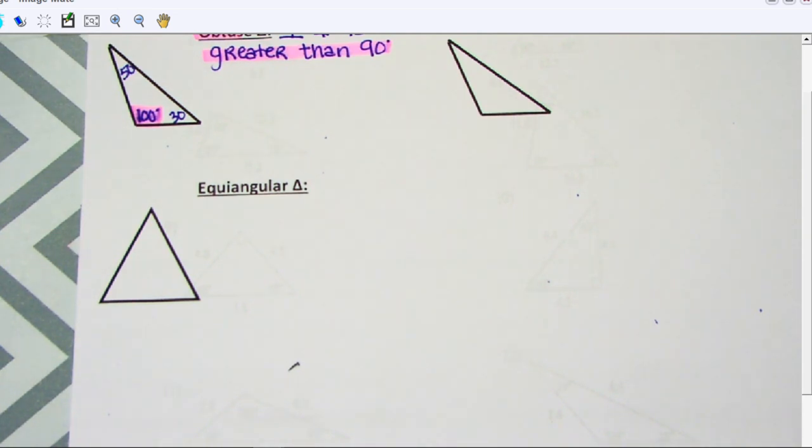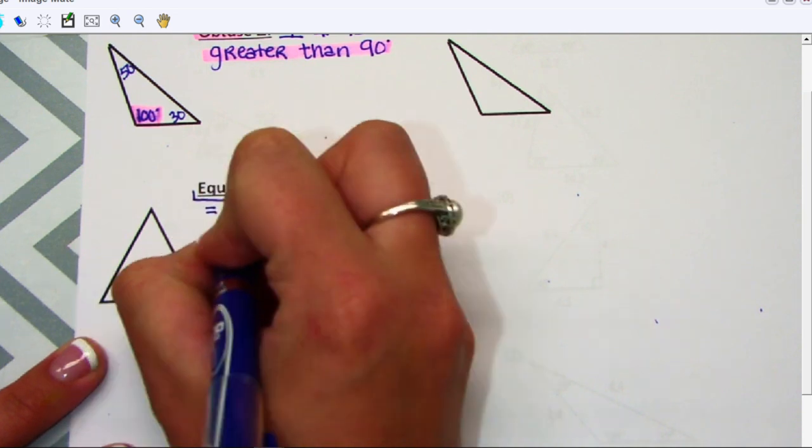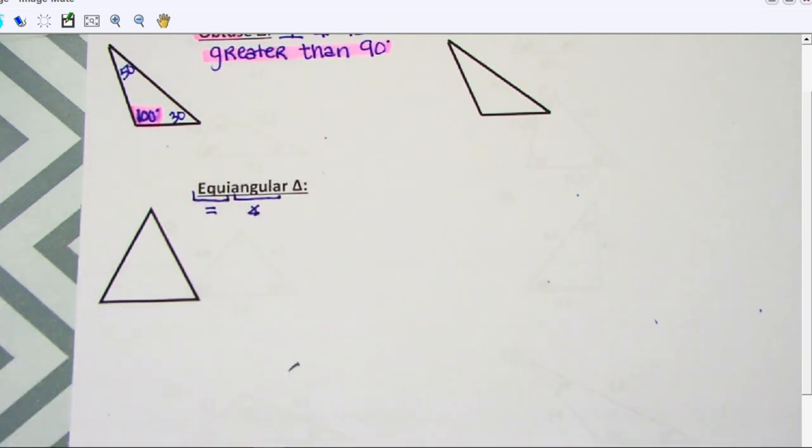So equiangular might look like a weird word. It's spelled a little weird. Let's kind of just piece it apart. The equa part right here, that means equal. Angular means angle. Equal angle. That's it. So even though the word is really weird looking, you can piece it apart. It just means equal angles. All the angles are equal.